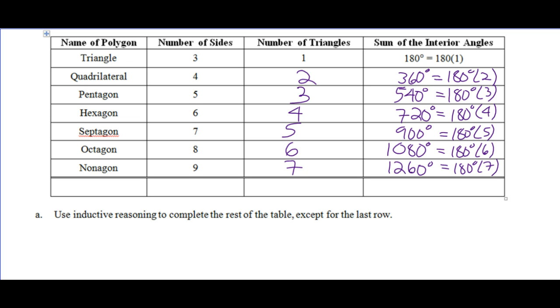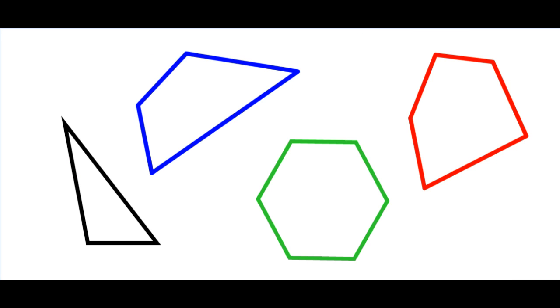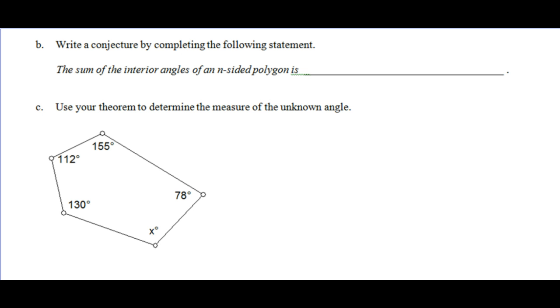Use inductive reasoning to complete the rest of the table except for the last row. Okay, so we've done that. We've completed the rest of the table, right? Got all these different ones. Write a conjecture by completing the following statement. There they are: 2 triangles, 3 triangles, 4 triangles.